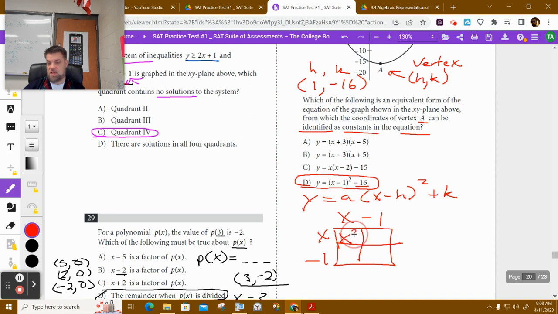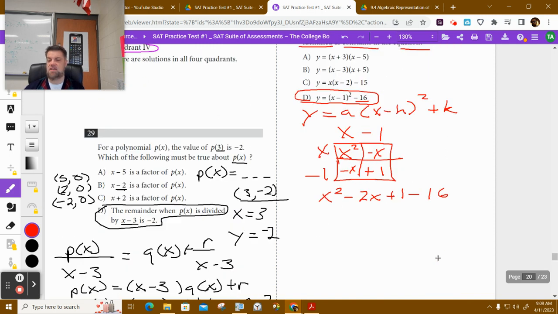So x times x is x squared. This is negative 1x. This is negative 1x. And this is a positive 1. So when I multiply this out, I've got x squared minus 2x plus 1. But that's just this portion, right? I still have to tack on the negative 16 at the end. So when I combine all the terms, I've got x squared minus 2x minus 15. Is that the original equation?